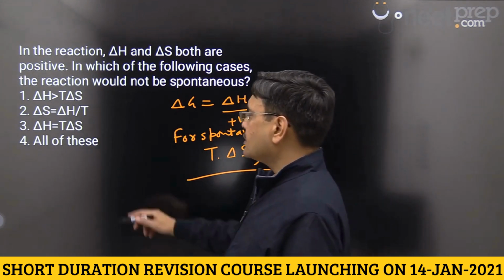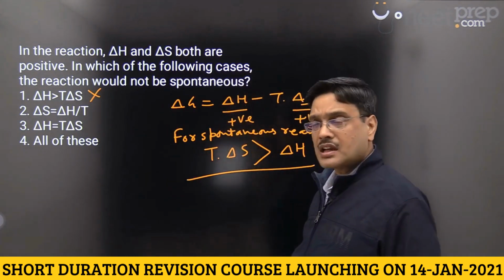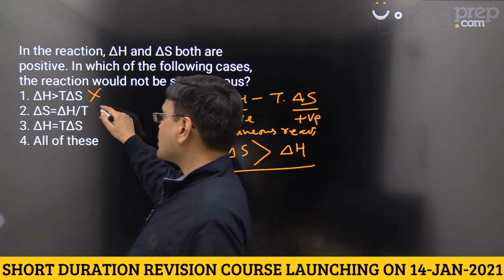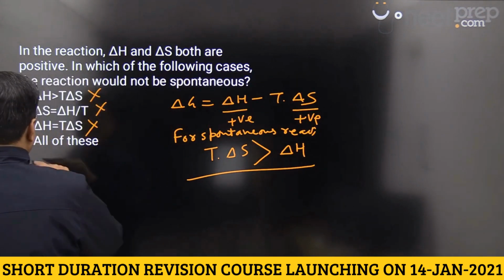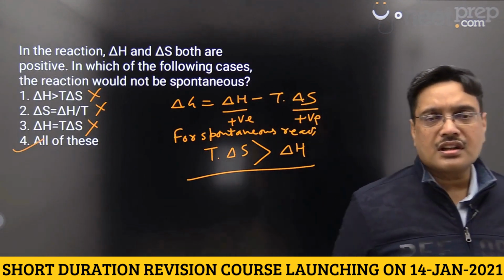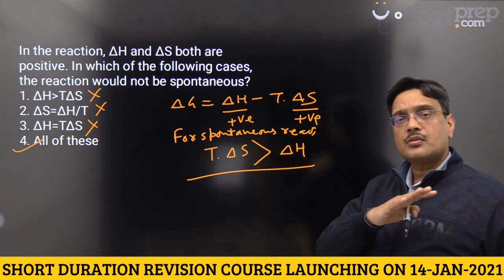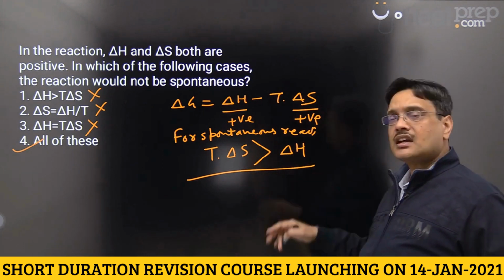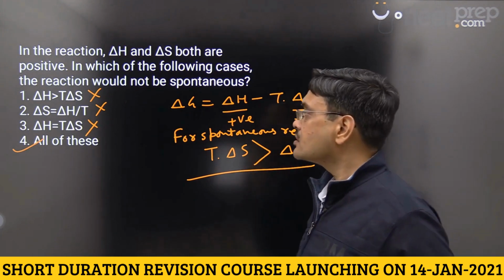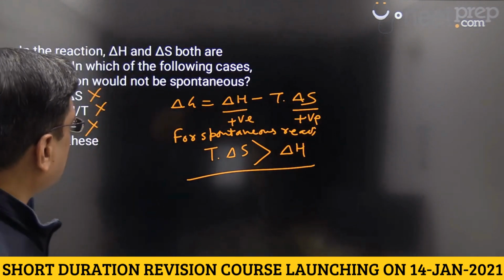See the alternate. This alternate is not possible because TΔS must be greater than ΔH. The equal sign is not possible. So the answer is all of these. In all these cases the reaction is non-spontaneous. Only in this case the reaction becomes spontaneous, when TΔS is greater than ΔH. Right? So this question is based on the case.